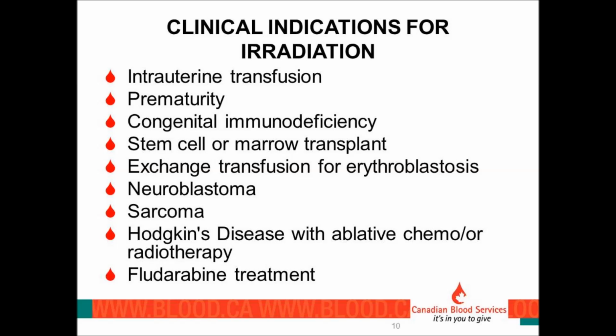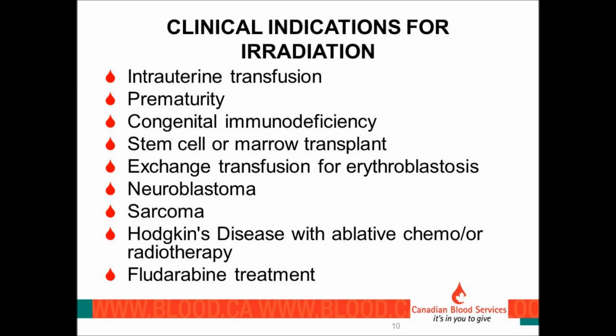So, our clinical indications for irradiation. The number one is intrauterine transfusion. These indications came about because there would be a case or two in the literature of someone who developed graft versus host disease. There are about two cases in the literature of babies that developed graft versus host disease after an intrauterine transfusion. Many of these cases go back to the 60s and 70s.